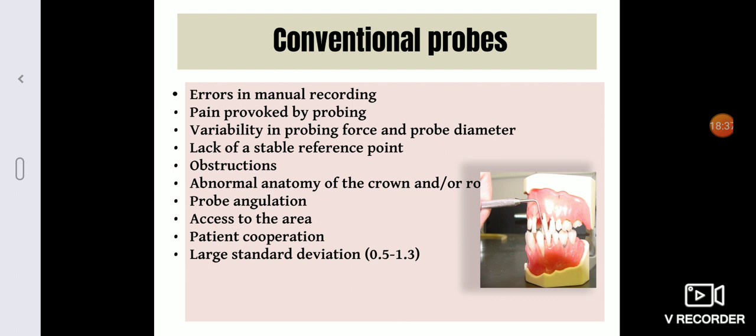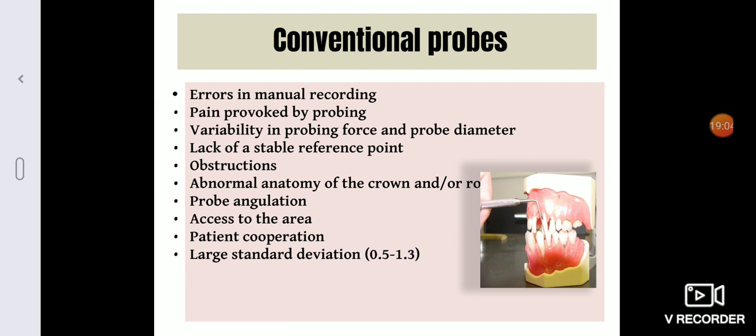And there is a lack of a stable reference point, a reference point from which you can measure the different parameters like attachment level or pocket depth. And obstructions could be there anatomically. There might be changes or curvatures of the tooth or the roots, or there can be the presence of local deposits. All this causes hindrances in the measurement or placement of the probes.